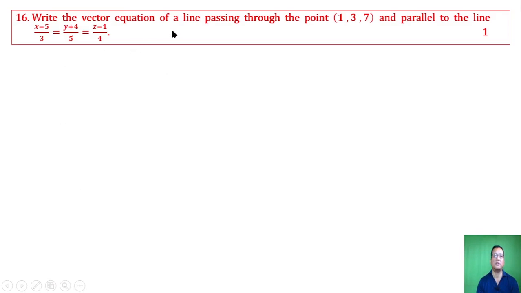Write a vector equation of a line passing through the point (1, 3, 7) and parallel to the given line. The point is given and the line is parallel to the given line, so we write the equation of the line.